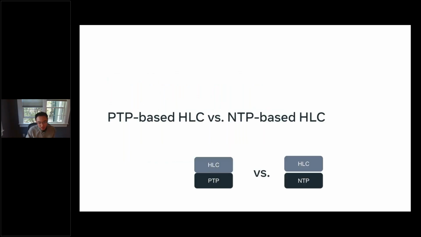Before we talk about HLC versus fbclock, I just want to get one thing out of the way, which is PTP-based HLC versus NTP-based HLC. They're both HLCs, but they're based on top of different clock sync protocols and different underlying physical clocks. So are there any differences, and are there pros and cons between them?